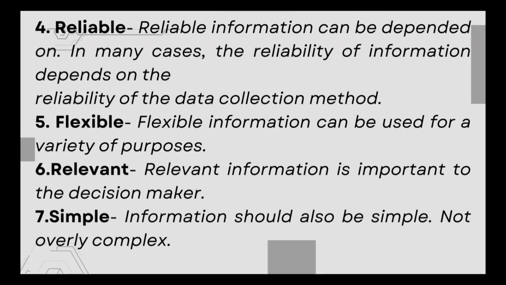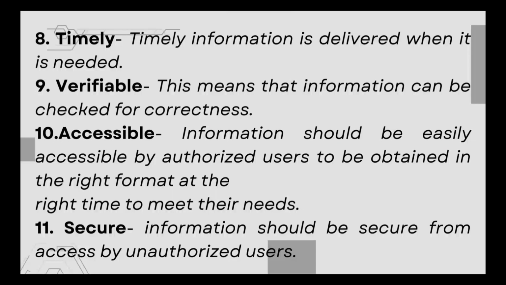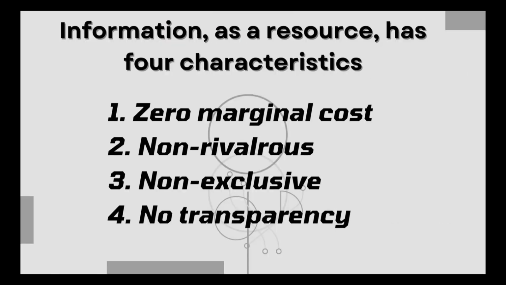Sixth, relevant. Relevant information is important to the decision maker. Seven is simple. Information should also be simple, not overly complex. Eight, timely. Timely information is delivered when it is needed. Next, verifiable. This means that information can be checked for correctness. Number 10, accessible. Information should be easily accessible by authorized users, to be obtained in the right format at the right time to meet their needs. Number 11, secure. Information should be secure from access by unauthorized users.